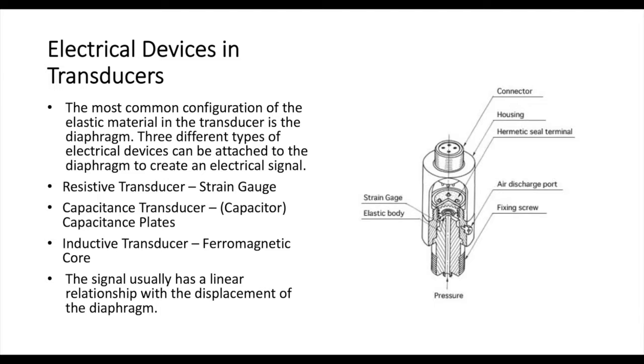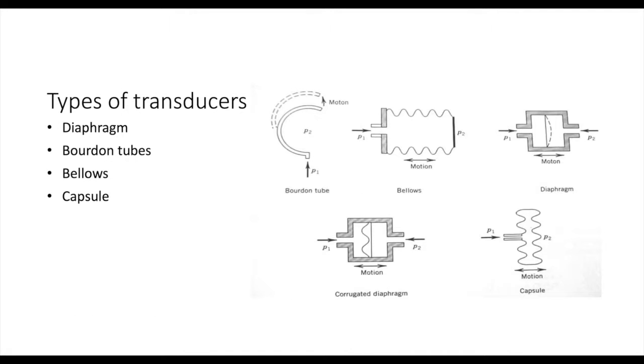Third is the inductive transducer, which contains a ferromagnetic core. The deformation of the elastic material is used to provide the linear movement of the ferromagnetic core. This linear movement will vary the induced AC current. The signal in each type of device usually has a linear relationship with the displacement of the diaphragm. Other types of elastic elements, including what's already been mentioned, the diaphragm, are Bourdon tubes, bellows, and capsules.